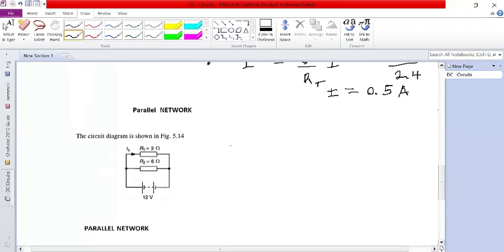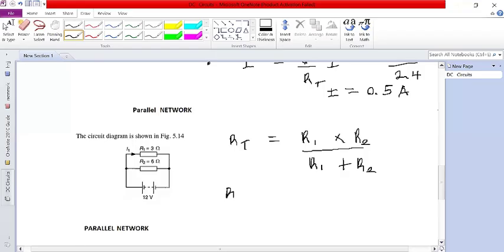So if we have a situation whereby we only have two resistors in parallel, to calculate the total resistance, we just say total resistance RT is equivalent to R1 times R2 all over R1 plus R2. So simply we are saying that for only two resistors, the total resistance is given by product over sum, isn't it? Product over sum.